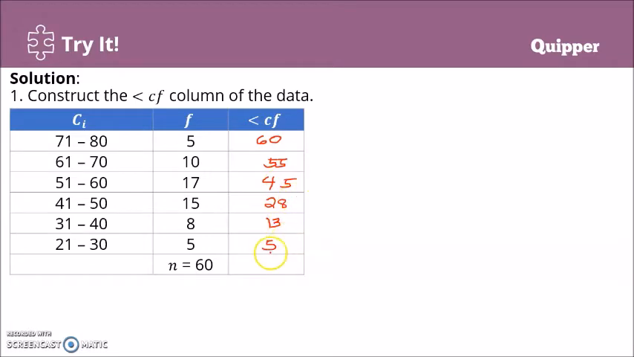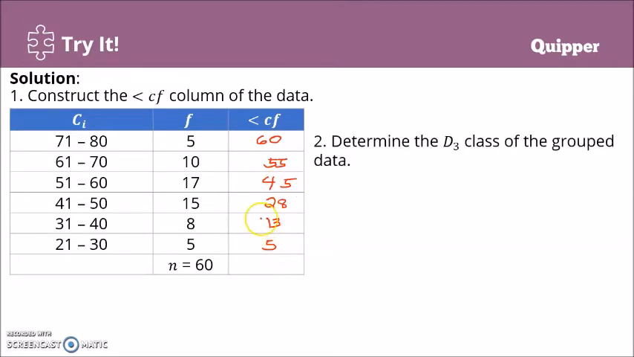Hindi na kailangan. Alright. Now, second step is to determine the D sub 3 class of the group data. And that is by determining the value of i over 10 times n, wherein our i is equal to 3. So, that is equal to 3 over 10 times yung n natin is 60. Alright? And then we solve for that. So, pwedeng gawin nyo sa calculator, pwede namang mano-mano, ano? So, cancel out yan, magiging 6. 3 times 6, that is equal to 18.